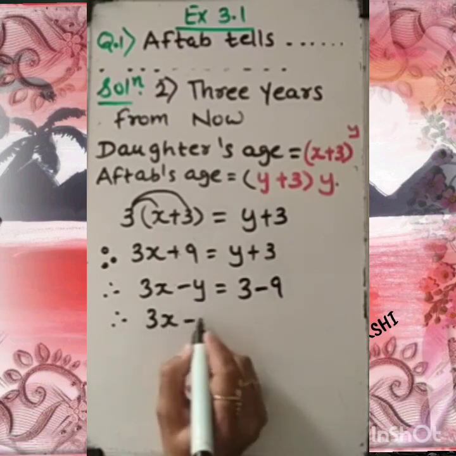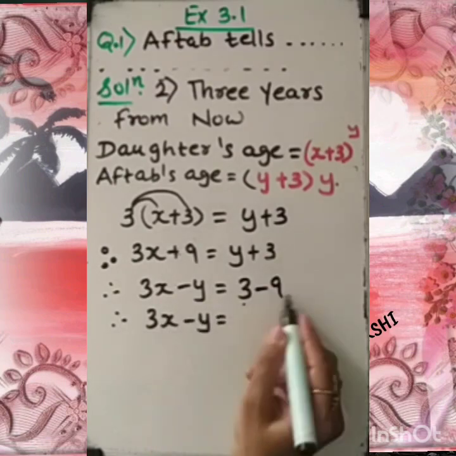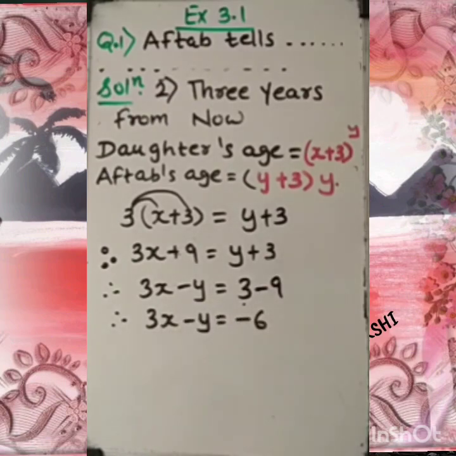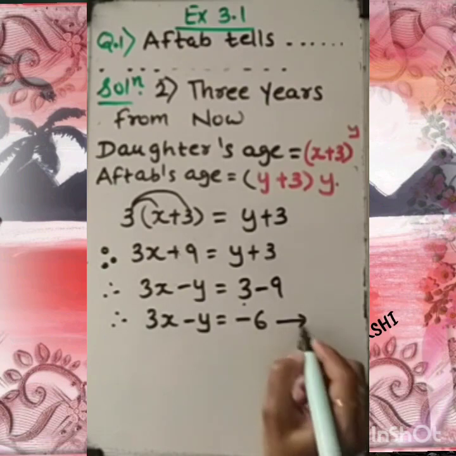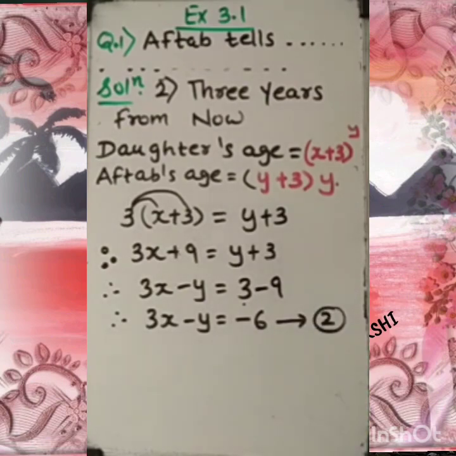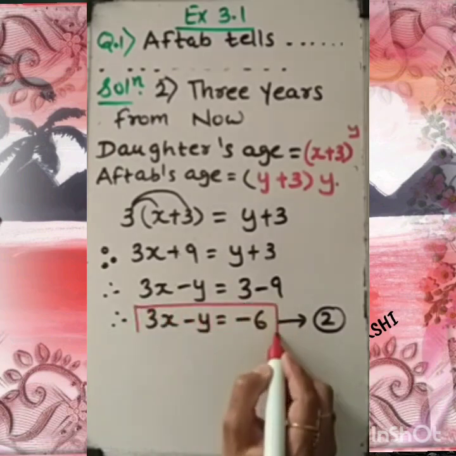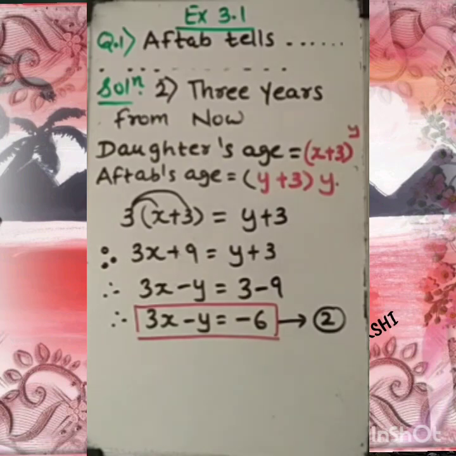So 3x minus y equal to 3 minus 9 is minus 6. Fine. 3 minus 9 is minus 6, and this is, let me call equation number 2. So finally we have two equations. You can see which are they. This is the second equation, and the first one we have also found.